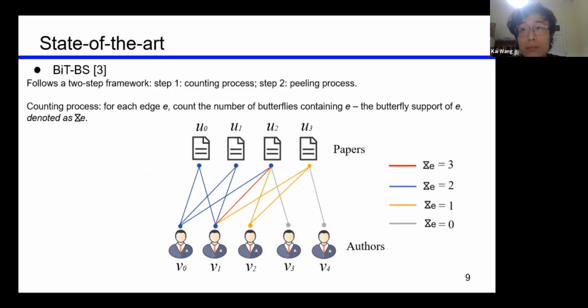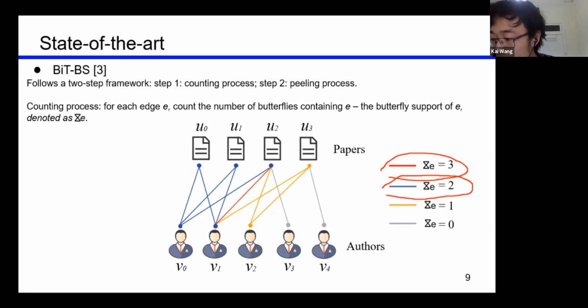Here, I will introduce the state-of-the-art algorithm, BiT-BS, which was published in WSDM 2018. It follows a two-step framework. Step 1 is the counting process. For each edge e, count the number of butterflies containing e, which is the butterfly support of e. In this example, the red edge has butterfly support 3, the blue edge has butterfly support 2, and the yellow edge has butterfly support 1. For example, the edge U3, W2 is contained in only one butterfly, which is U2, U3, W1, W2, which is this one.